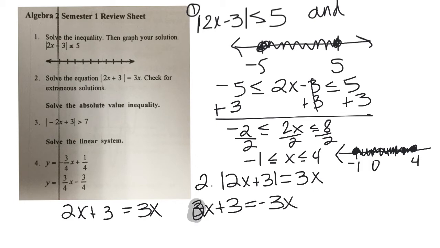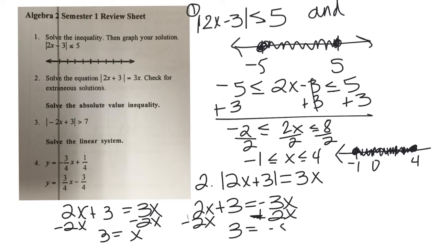Okay, that's the highlighter. And so we'll solve these. Minus the 2x, so 3 equals x. That's one answer. I'm going to subtract the 2x minus 2x. We get 3 equals negative 5x. This should be a minus. And then we divide by negative 5, and x equals negative 5/3 and 3.